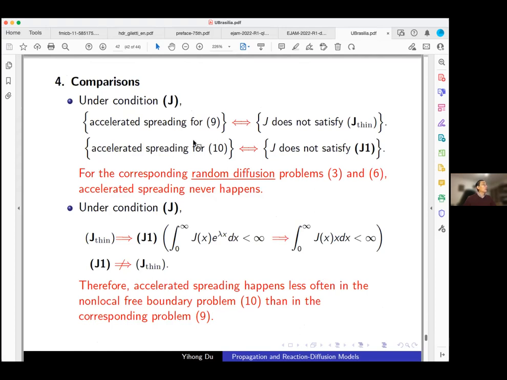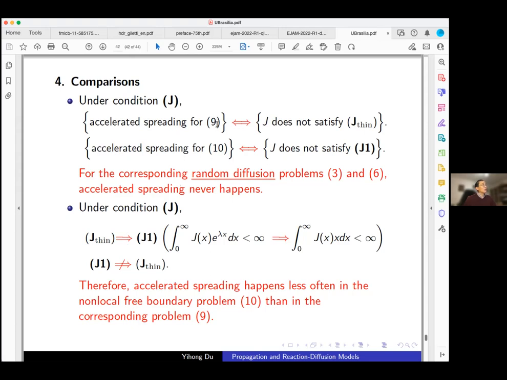Yes. So finally, a final comparison. Between 9 and 10, the accelerated spreading, the new phenomenon, occurs for the nonlocal equation without a free boundary if and only if the kernel is not a thin tail. And for the free boundary model, this new phenomenon occurs if and only if J1 is not satisfied. This J1 and J thin turn out to be comparable. So J thin implies J1.